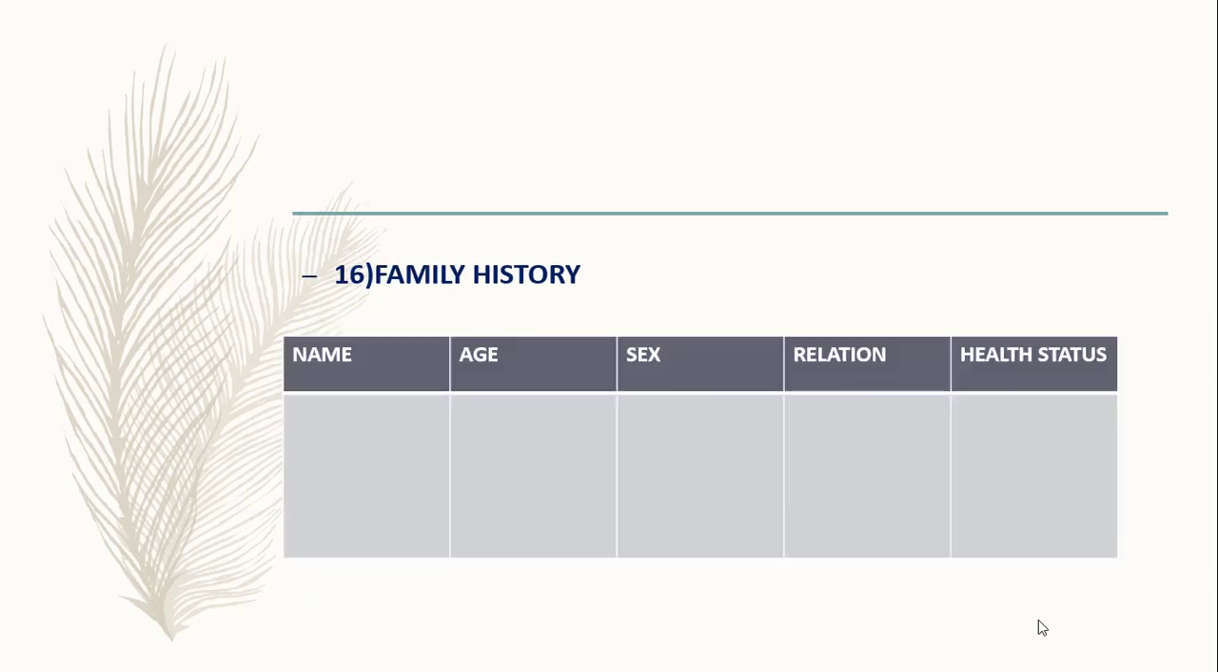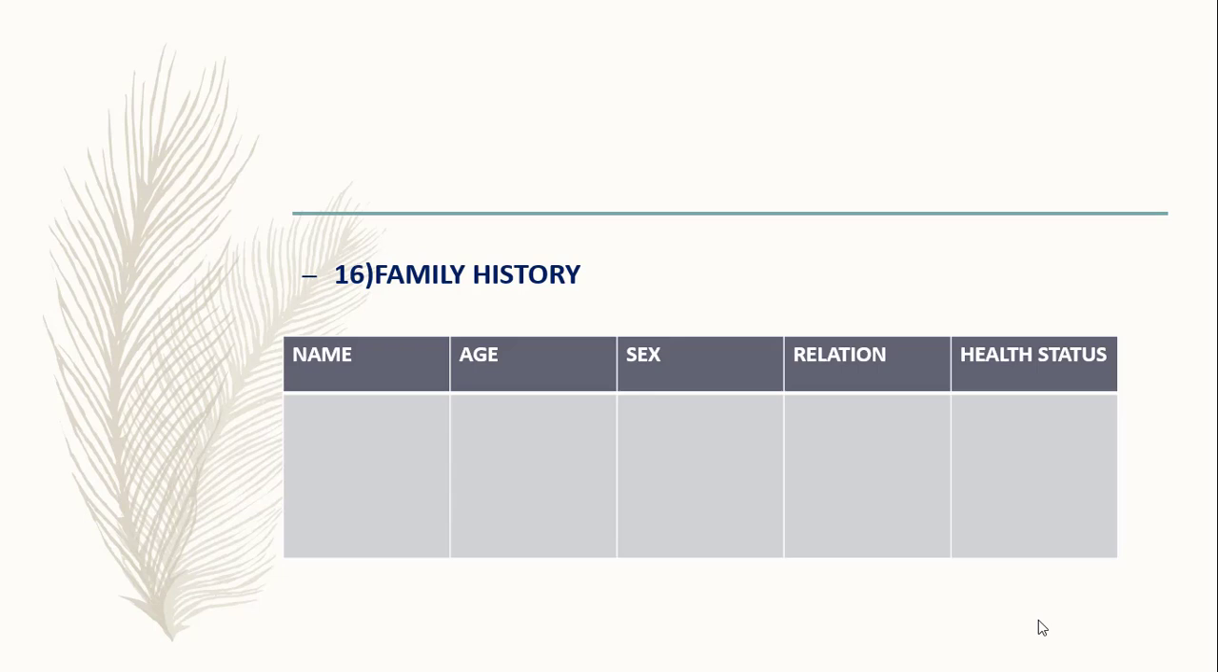Next heading is family history. Family history is very important in a nursing case study, because family history and family factors play a major role in developing psychiatric conditions, because many diseases are inherited or transmitted from generation to generation. So you have to write the proper family history.